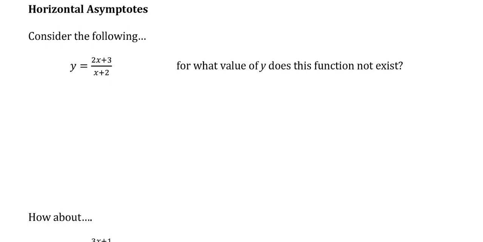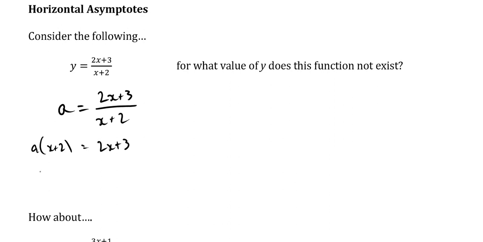So let's assume, we do this a lot in mathematics, it seems strange, but let's assume that the value for y is a. So a is the value that we can't get. Now what I'm going to do is take the denominator and multiply it over on the other side. So that's going to end up being a times (x plus 2) equals 2x plus 3. And that's going to give me ax plus 2a equals 2x plus 3.